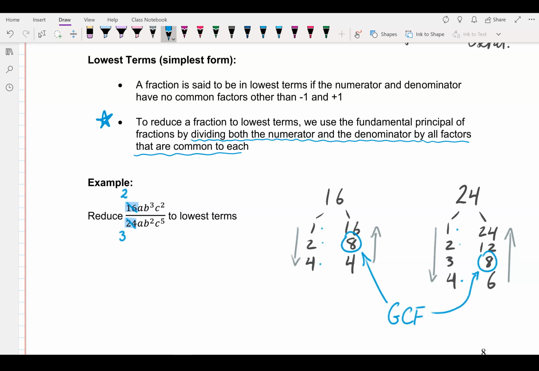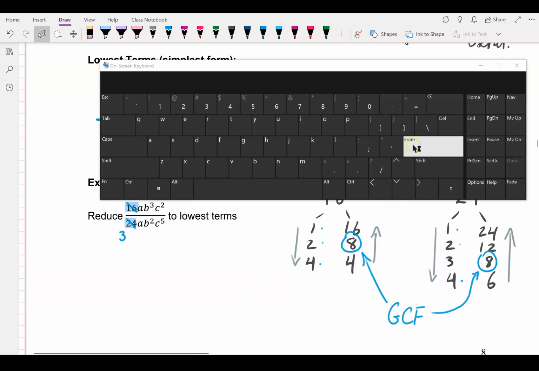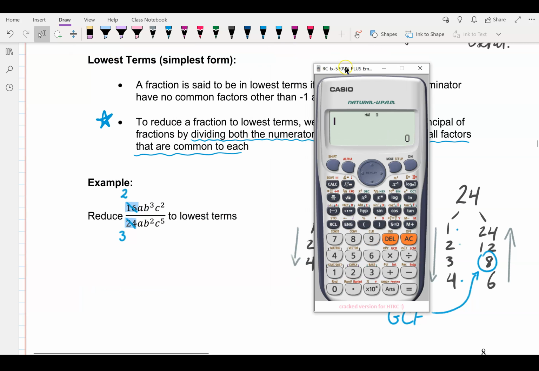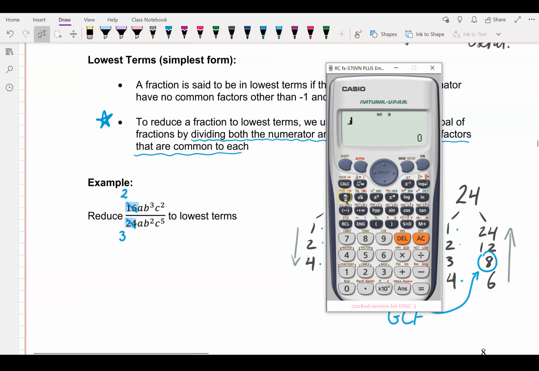Let me just give you a little tip here too. You can do this on your calculator. There's two ways to do it. First, I'll get the Casio up. And this pretty much just gives you it. You can set it up as a fraction.